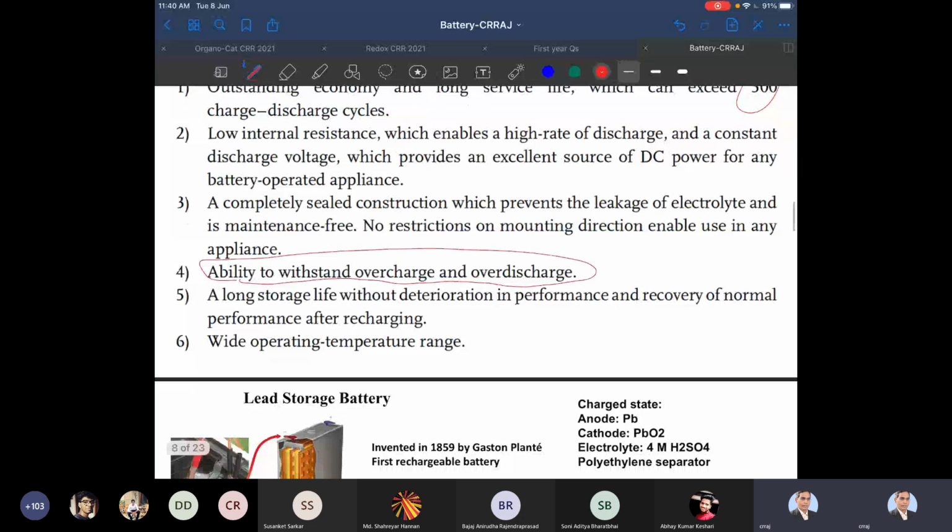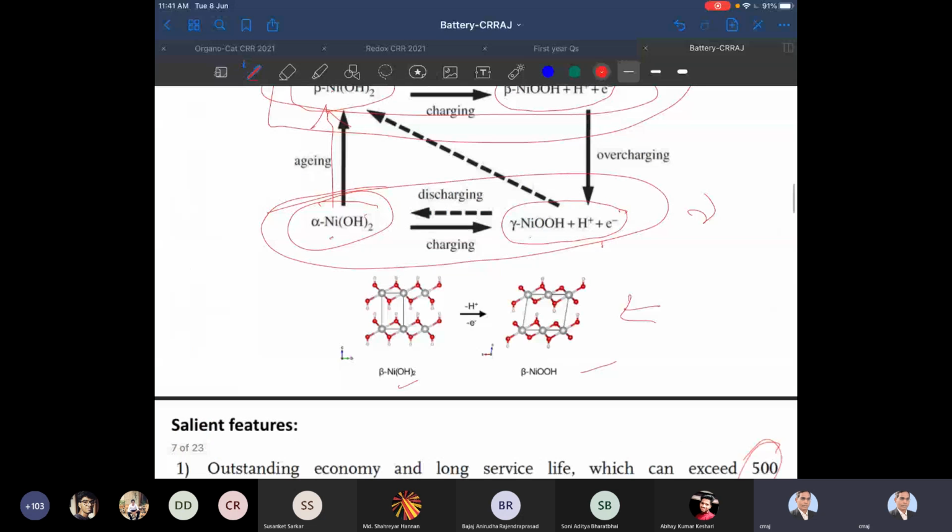Among the batteries, nickel cadmium is one of the best batteries for portable electronics of smaller scale. Right, wide operating temperature. That's another one. We will not be going to study the temperature effect and all. So that's all about your redox. I have explained to you the battery.